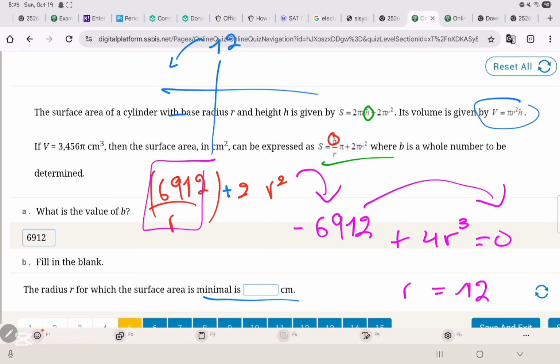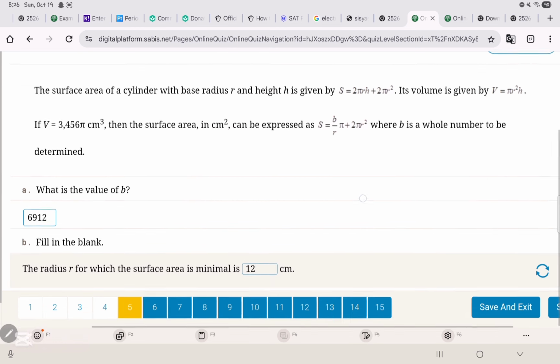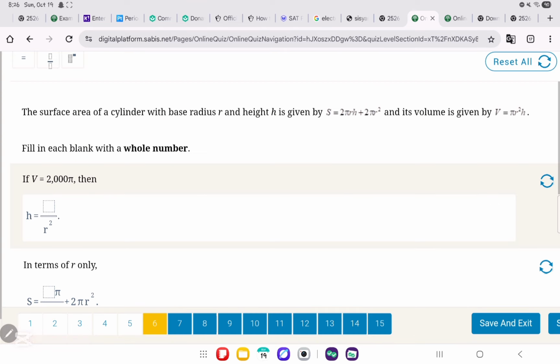Choose a number greater than 12, for example, 20. Substitute it in the equation, you're going to get a positive answer. So as you can see, this is decreasing and this is increasing. So this is the minimal value for r in which the surface area is minimal. The answer over here is 12 centimeters. Perfect. We move on to question number 6.